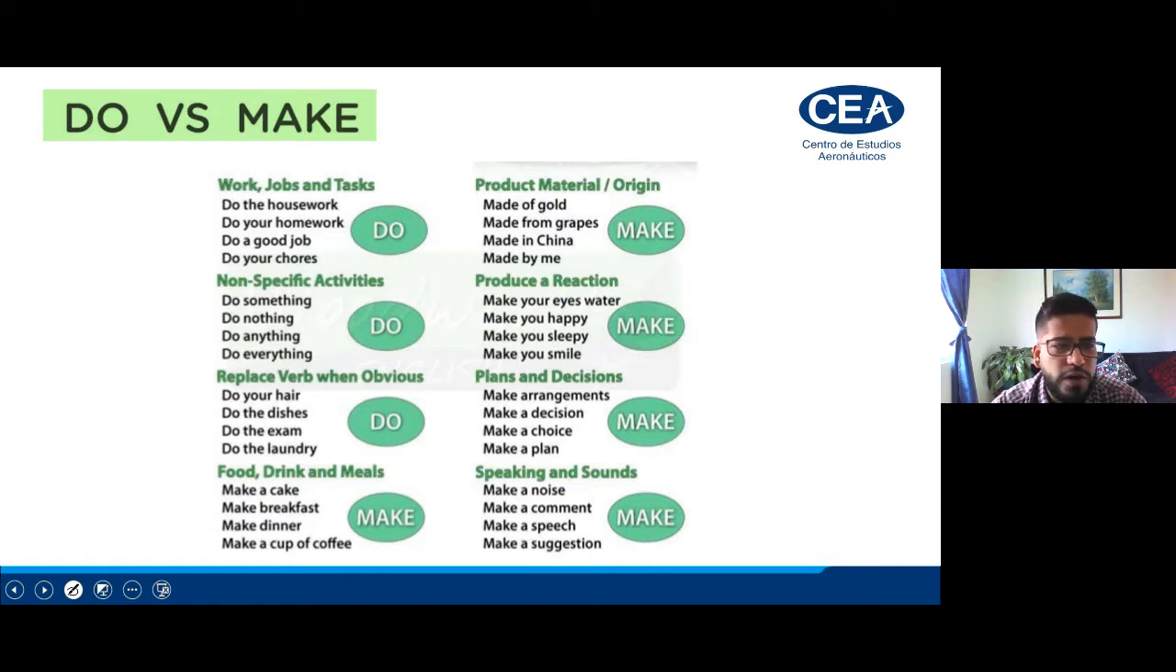Okay, so now in this part I have some examples, do versus make. So look at this, we have some examples for work, jobs, and tasks. So do the housework, do your homework, do a good job, do your chores. Or for example, on the other hand, we have product and material origin. So made of gold, made from grapes, made in China, made by me. Or produce a reaction, make your eyes water, make you happy, make you sleepy, make you smile. So we have some collocations and there are a lot of examples.